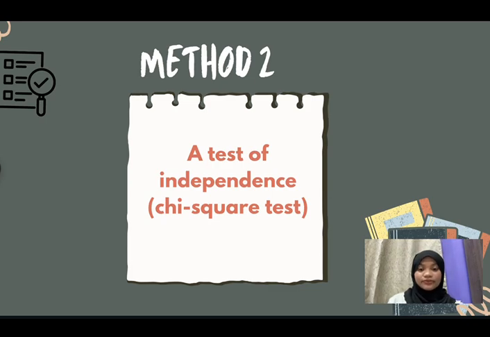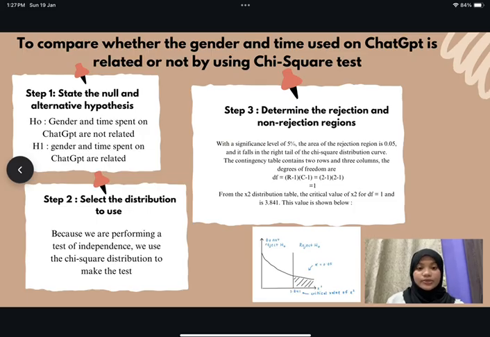Okay, you need to transform the data of gender and time spent on Chatgpt into a table. For step 1, we need to state the null and alternative hypotheses. For the null hypothesis, H0: gender and time spent on Chatgpt are not related.